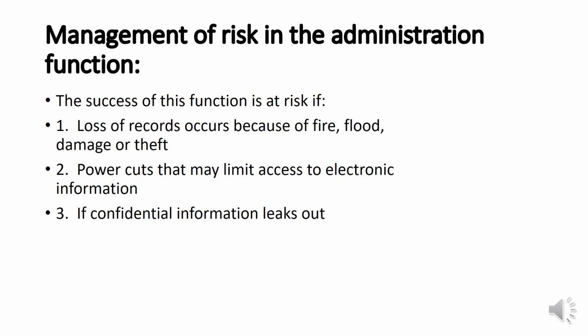Now, what are the things that can go wrong within the administration function? First, if there's a loss of records because of fire or flood or damage or theft of the records, you have a big issue and a big situation at hand. Power cuts, let's say you are busy working on your computer and you forgot to save your work and all of a sudden the power goes off. Then you lose all that information. So that is also something that can risk the success of the administration function.